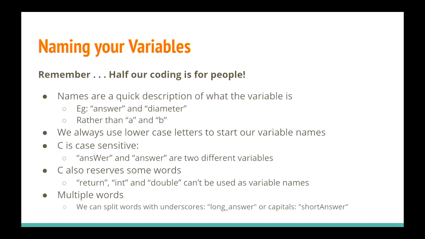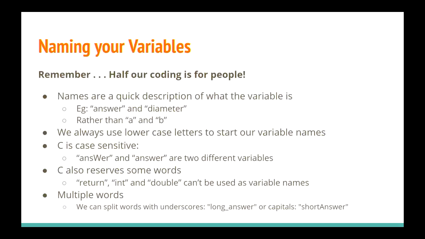Things to avoid are single letter variables like A and B. It's really easy, 1,000 lines of code later, to just look at it and go, what is B? And then you're just like, what's going on? Whereas if you look at it and you go, diameter, oh, I know what diameter is. It's going to be, obviously, the diameter of the circle we were working with at that point in time.